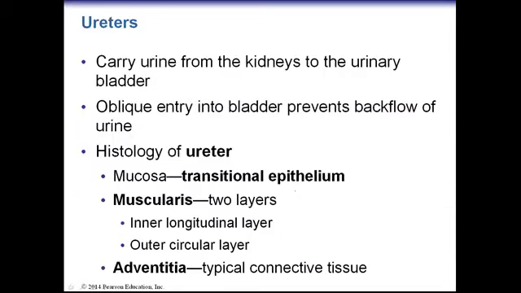The ureters carry urine from the kidneys to the bladder. It has an oblique entry into the bladder, and is posterior to the bladder, and it prevents backflow of urine, so it doesn't go back up the ureters. The ureter has a mucosal lining, which is transitional epithelium.